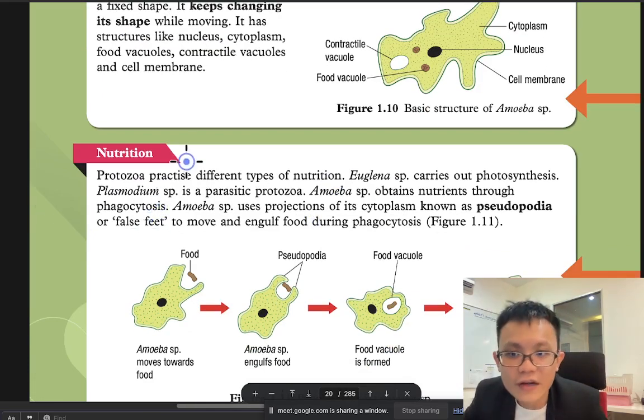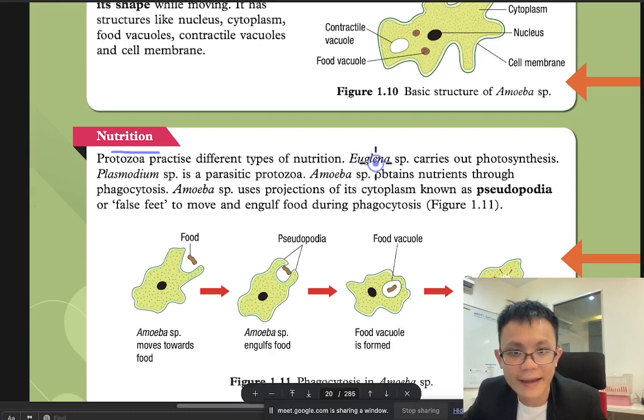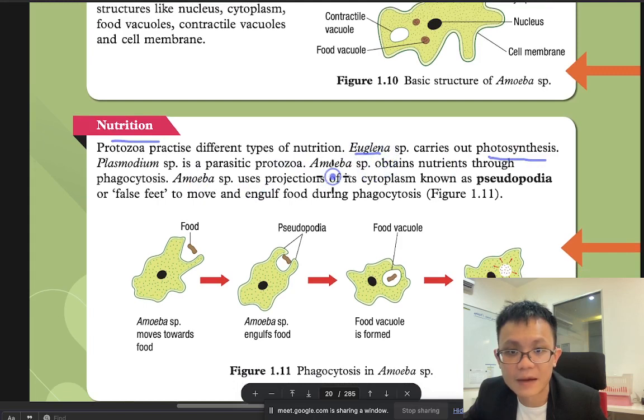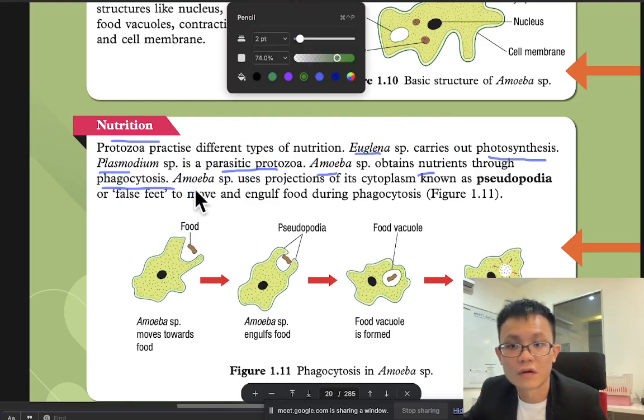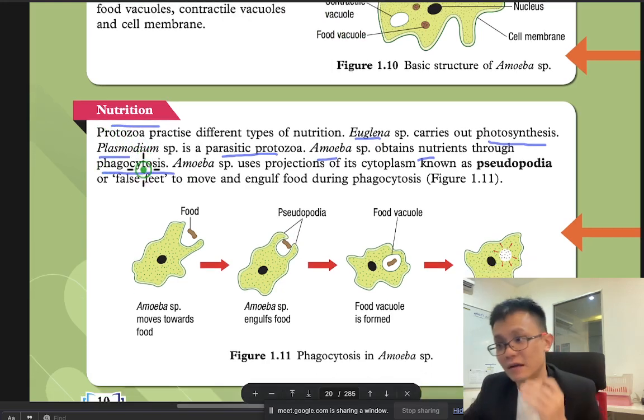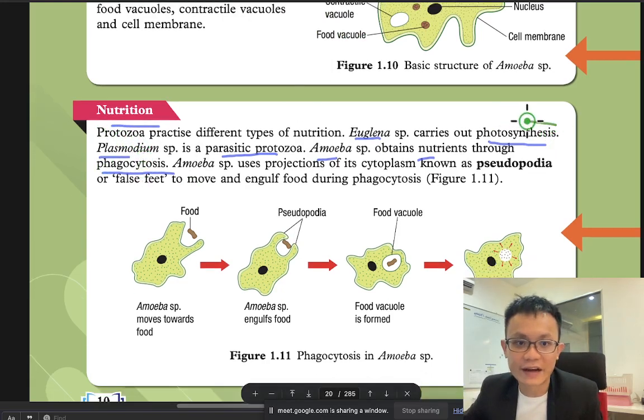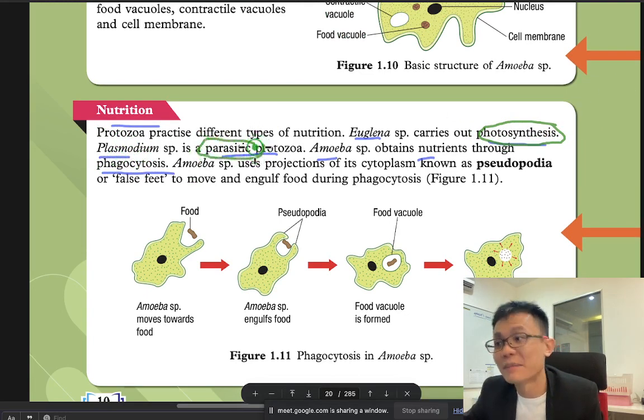Nutrition of protozoa. Okay, Euglena carries out photosynthesis, and amoeba obtains nutrients through phagocytosis. Plasmodium is a parasite protozoa. Okay, so there are 3 types of protozoa nutrition. It depends. If you have chlorophyll, then you can carry out photosynthesis, so you need sunlight. Plasmodium is a parasite. Parasite means you feed on other organisms. Amoeba eats by phagocytosis.